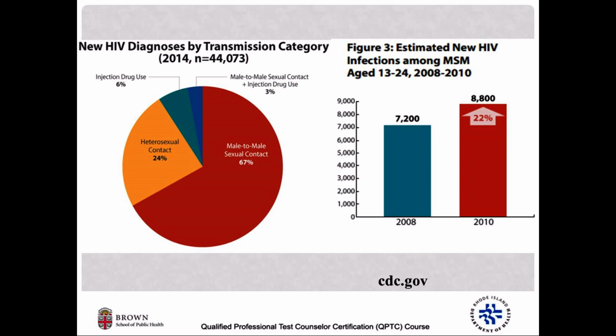When we look at the 2014 data across the United States, we see that about 67+% of all new HIV diagnoses were due to male-to-male sexual contact. You can see injection drug use was 6%, heterosexual contact was 24%, and the estimated number of new infections among MSM also continues to increase. So this has been a priority population and one that we need to focus on, including here in Rhode Island. These are some of the same numbers that we see across our state as well.